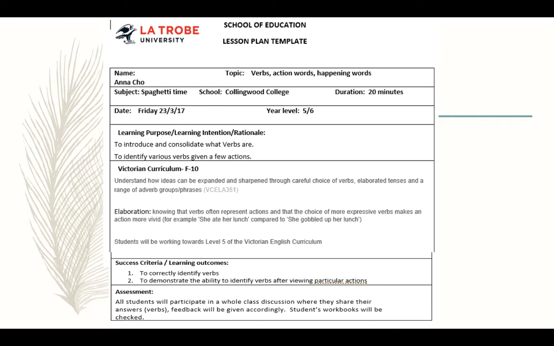The success criteria is to correctly identify verbs and to demonstrate the ability to identify verbs after viewing particular actions. The assessment will take place as a whole class discussion where they share their answers. Feedback will be given accordingly, and students' workbooks will be checked for completion of tasks.